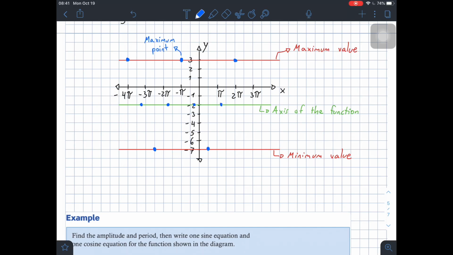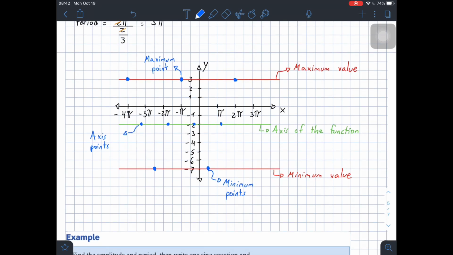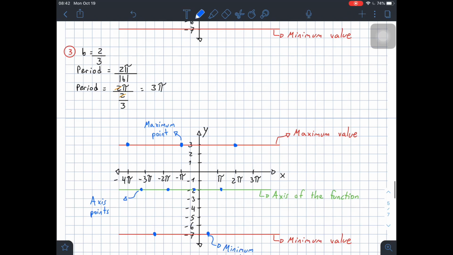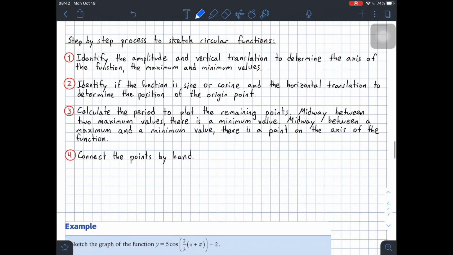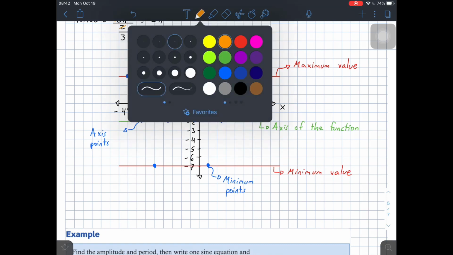Okay, so let's identify what we just found here. These are the axis points. These are all minimum points. Okay, and I think that's it, yes. So once we have plotted a series of points, we should be able to do our sketch, right? Step number 4 actually says, connect the points by hand, okay? So with all of these points, we should be able to get a nice cosine function that represents this situation.